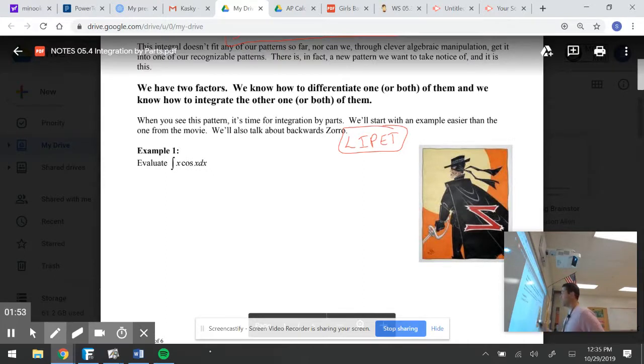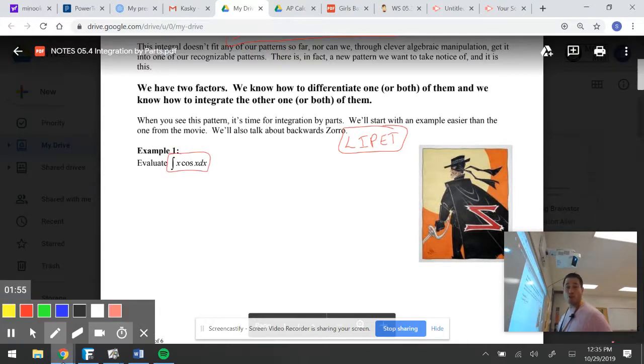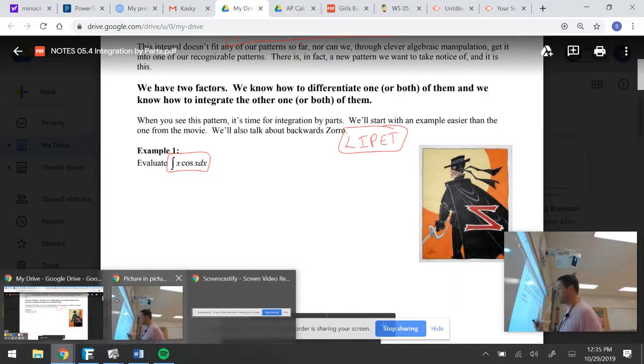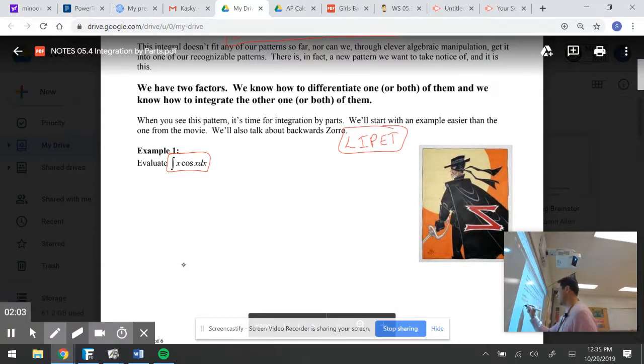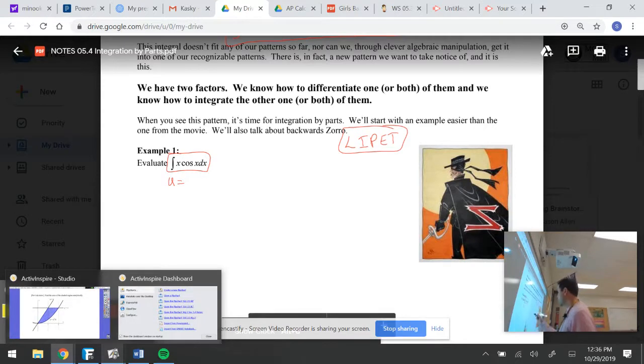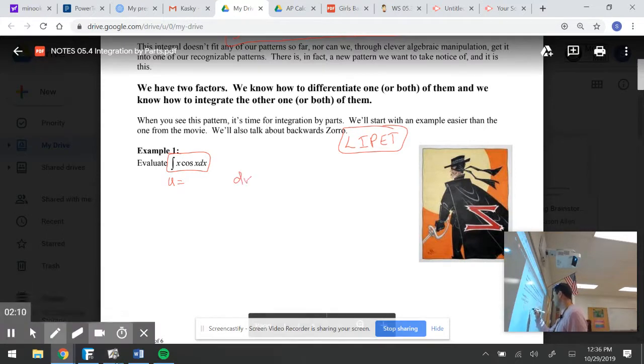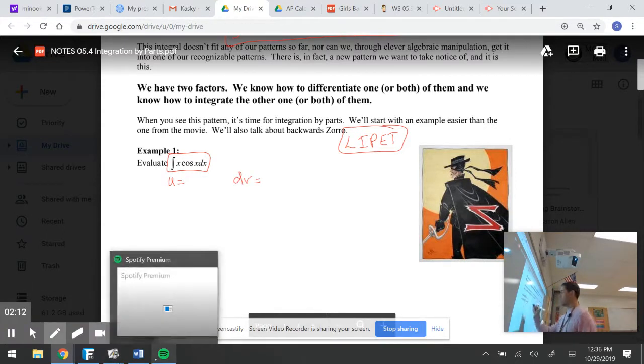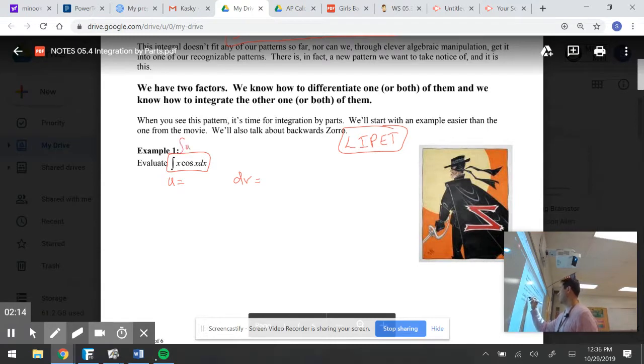All right? Because for all of these problems, you cannot do u-sub. Try it. It gets you nowhere. So instead, we're going to backwards Zorro it. Okay? And the way we backwards Zorro is we rewrite this problem. We let u equal something, and dv is going to be equal to something. Thus, we get the integral of u dv in that formula up there.